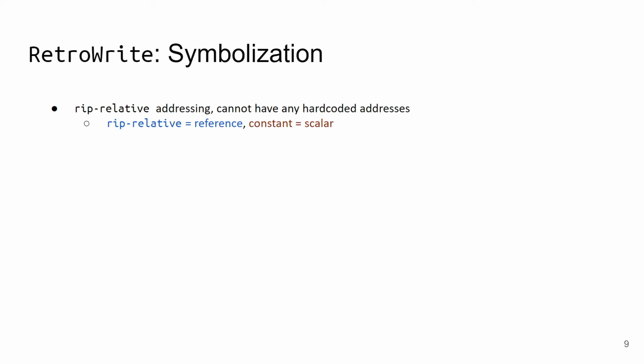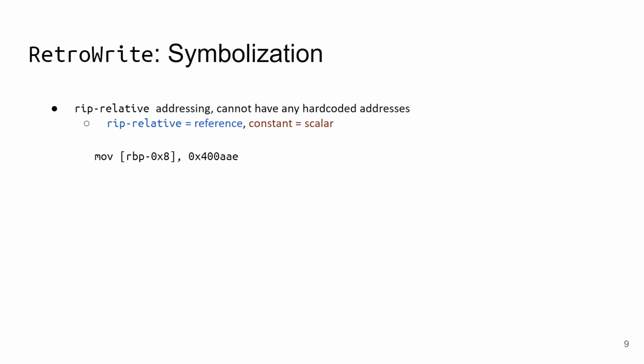The first key point is that Retrowrite targets position-independent executables. As position-independent executables may be loaded at any offset in memory, the text section cannot have any hardcoded constant values that are references, simply because the addresses are not known at compile time. Rather, references are always relative to the program counter, or RIP-relative.